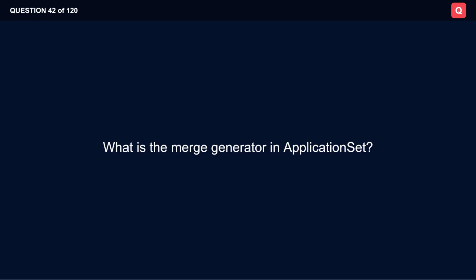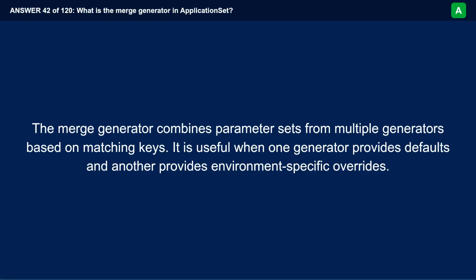What is the merge generator in ApplicationSet? The merge generator combines parameter sets from multiple generators based on matching keys. It is useful when one generator provides defaults and another provides environment-specific overrides.